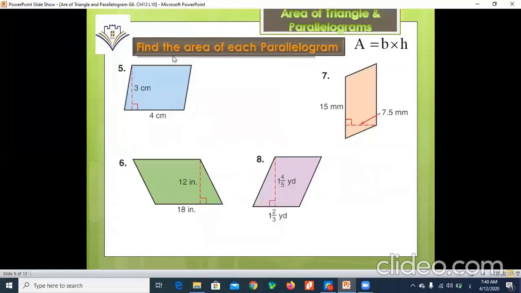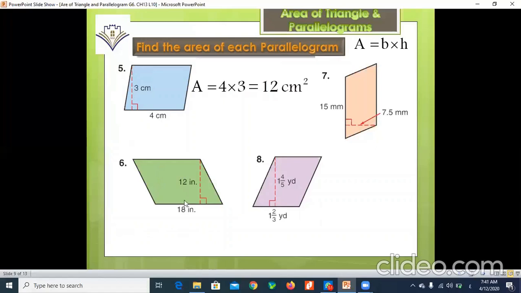Okay, the next is find the area of each parallelogram. We said before, area of parallelogram equals base multiply height. Where is the base? This is our base and this is our height. The base is 4, the height is 3. Then 4 multiply 3 equals 12 square centimeter.